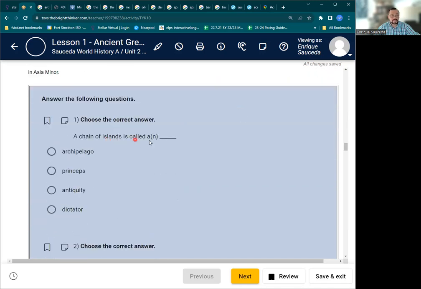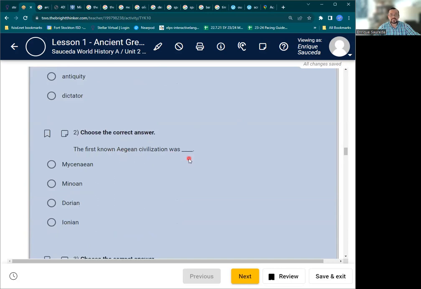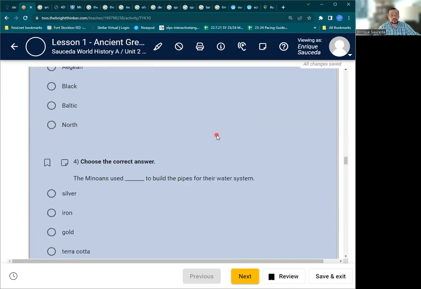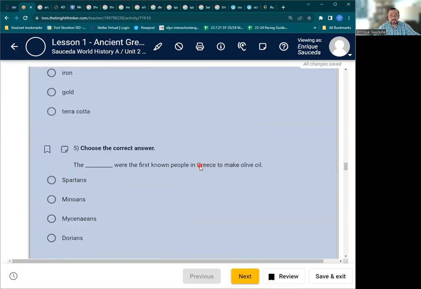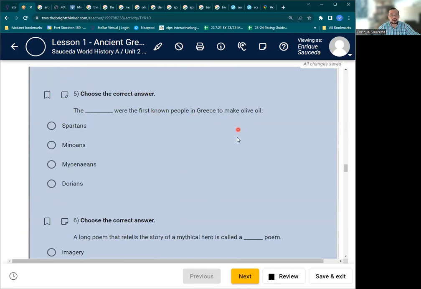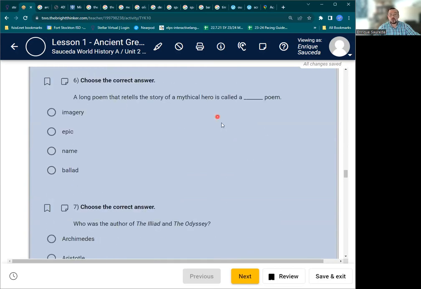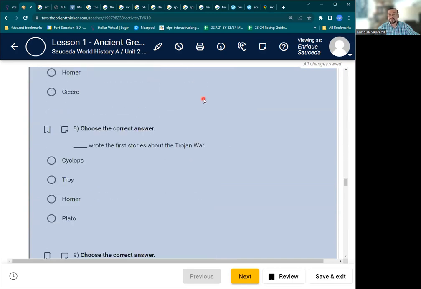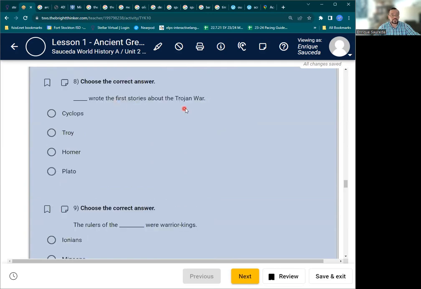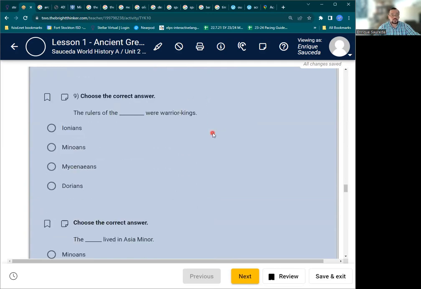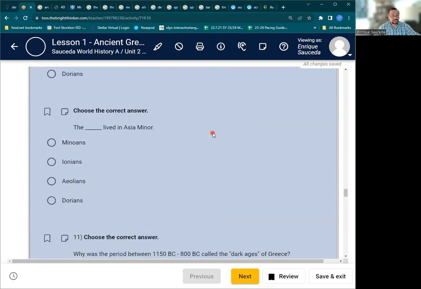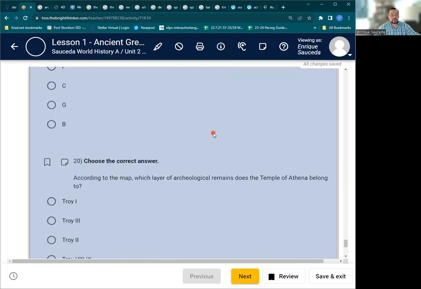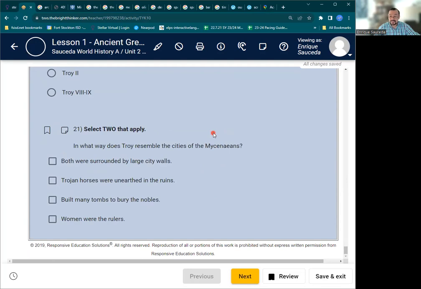Got some questions. A chain of islands. The first known Aegean civilization. The growth of Greek civilization was helped by what body of water? The Minoans used what to build their pipes? The first people in Greece to make olive oil. That one's up there in your reading. A long poem is one of the vocabulary terms. Author of the Iliad and the Odyssey. His picture is up there. Who wrote the first stories about the Trojan War? Warrior kings from who? We discussed that one. Who lived in Asia Minor? All right, 21 questions. Read and go back.